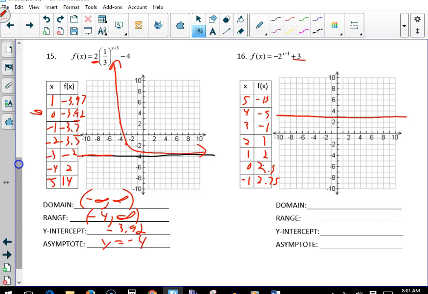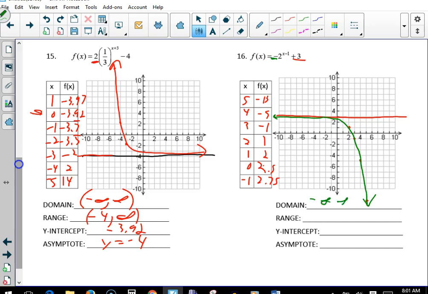Then we'll put some points on. So (5, negative 13), (4, negative 5), (3, negative 1), (2, 1), (1, 2), (0, 2.5). So you can see it's going to come in now and not hit that wall. And again, it's going down because of that negative right there.